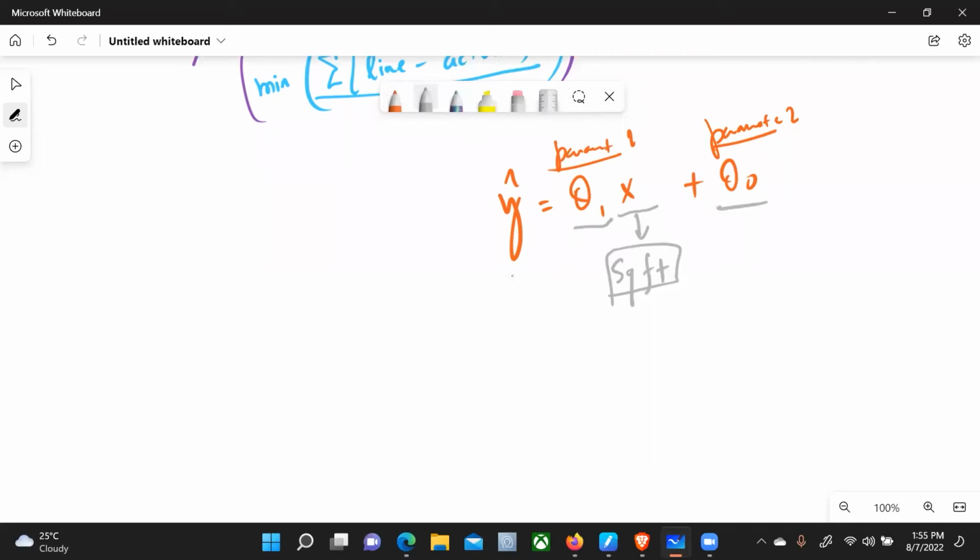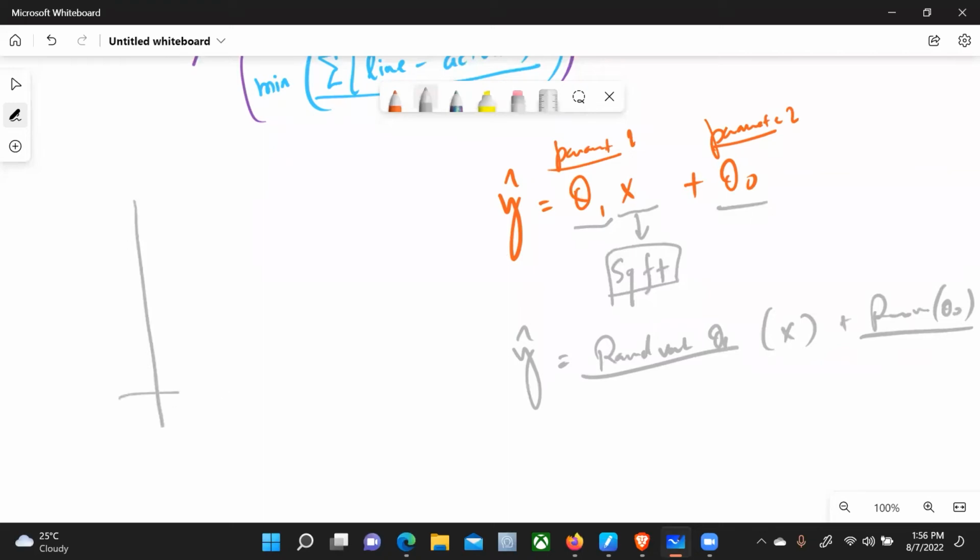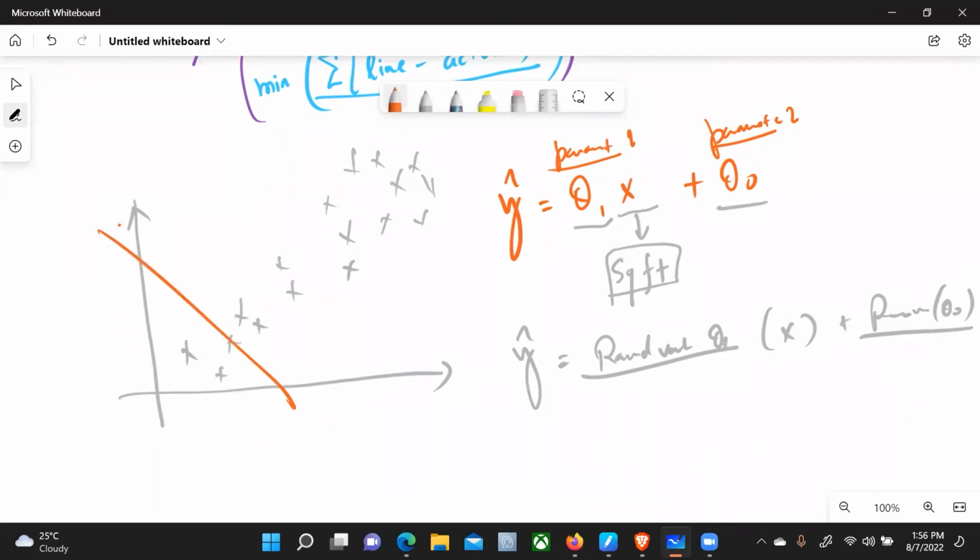So, I could say, why not start randomly? Just take random values. Random value theta one into x, that is the area, plus some random value theta naught, that is the other parameter. Now, initially, of course, we are going to be wrong, no doubt about it. So maybe the points are all here, and maybe you start with this kind of line.